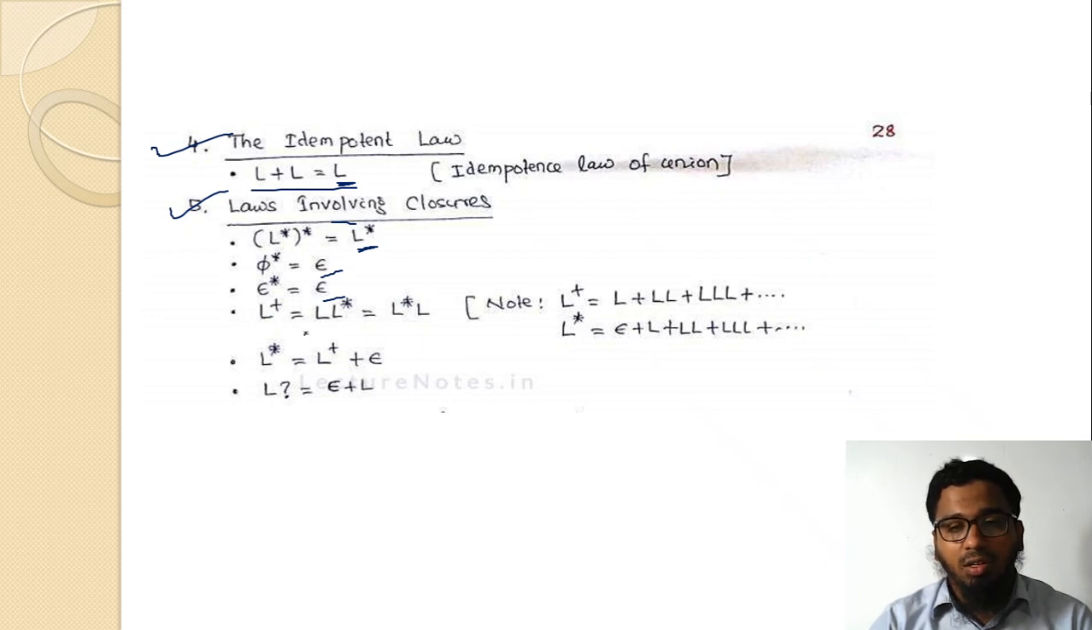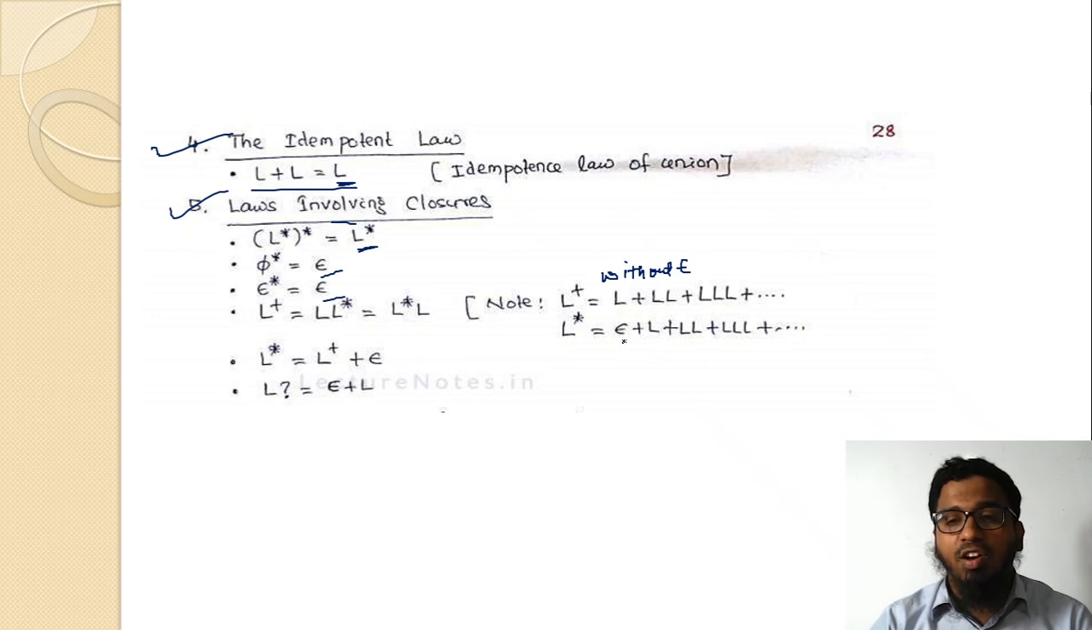L plus is equal to LL closure, which is equal to L closure L. Whenever we have this equation, L plus means L plus LL plus LLL and so on. This is without epsilon. Whenever we have Kleene plus, we will say just plus, and this we can say Kleene closure, or just closure, star.